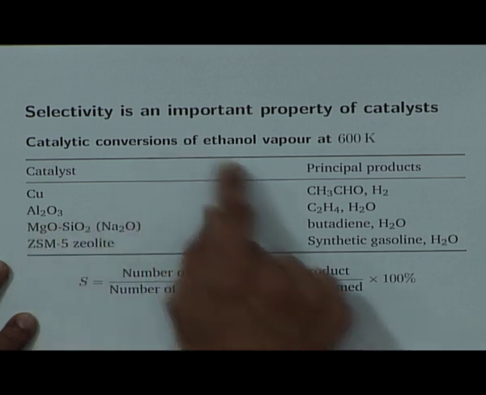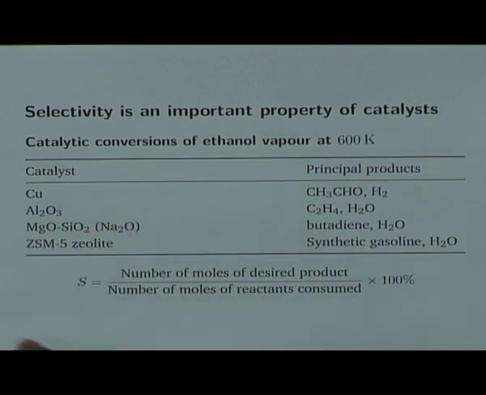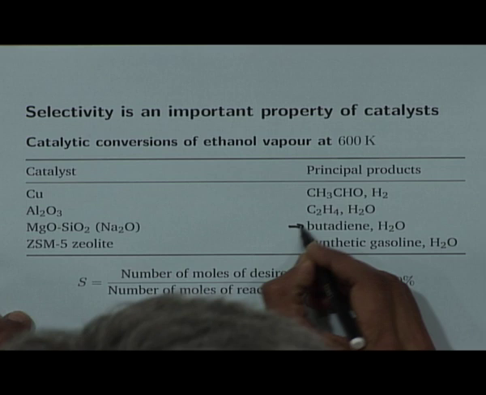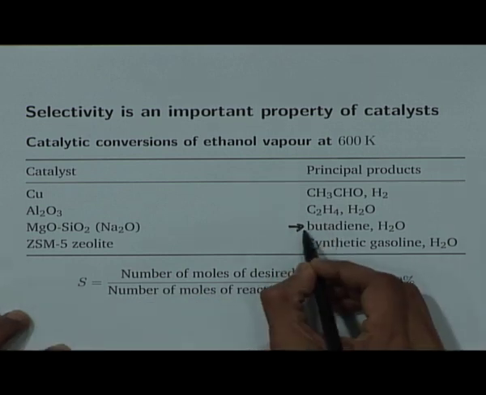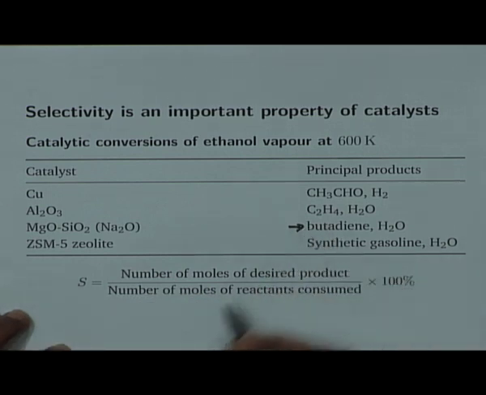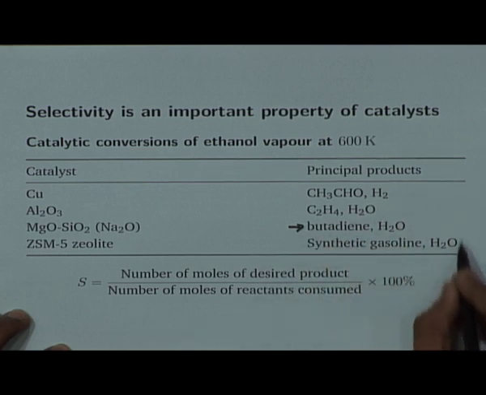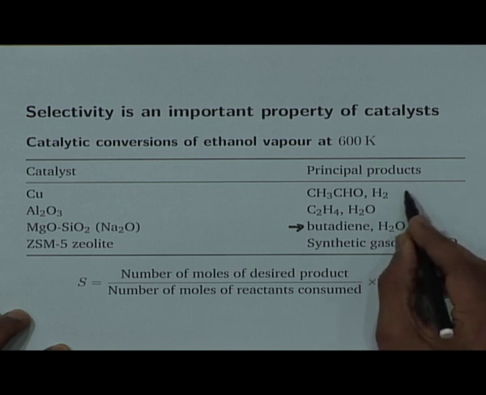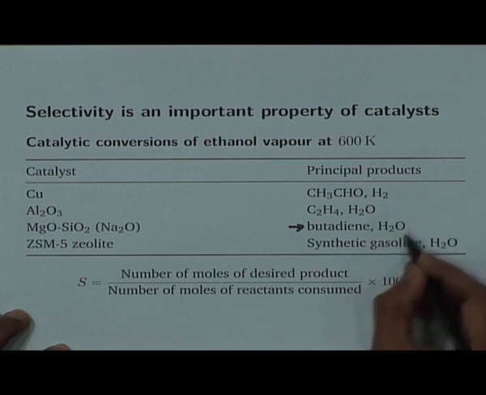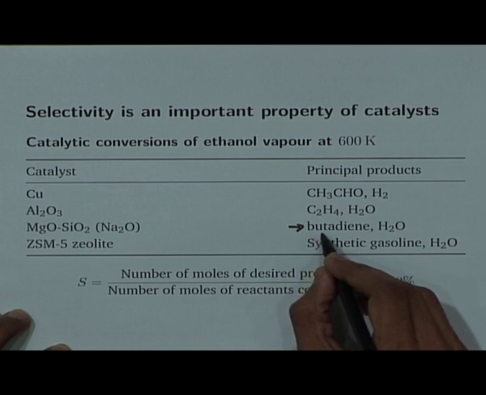Because I am interested in this. So, moles of butadiene formed over moles of reactants consumed times 100%. And if I looked at the product, I will get this, but I will also get this. You can't completely rule out the other products. You will get the other products too, but you get at least 80% of this.